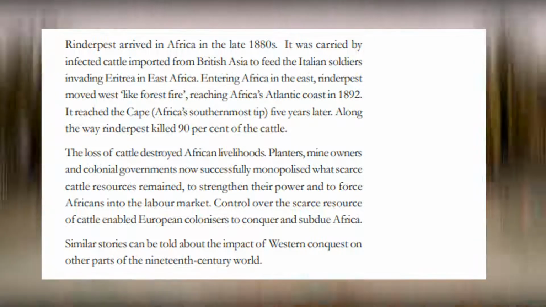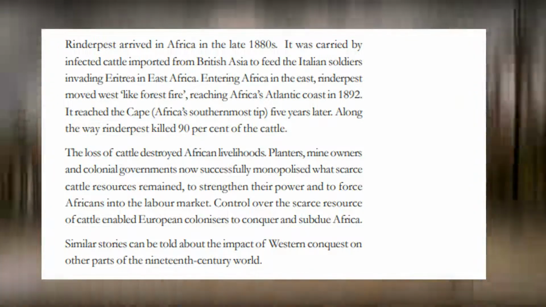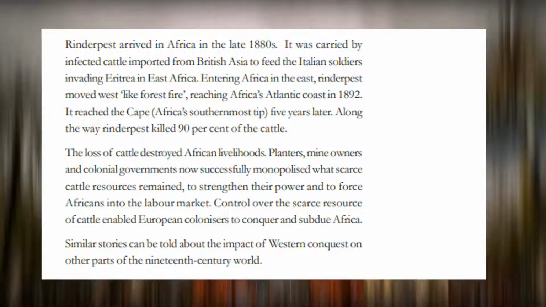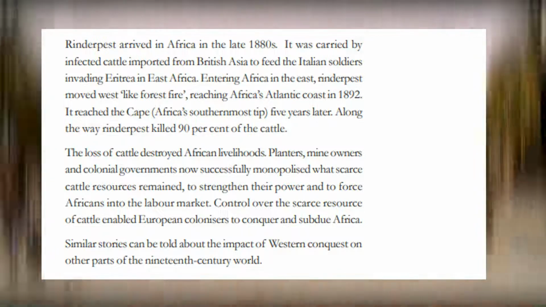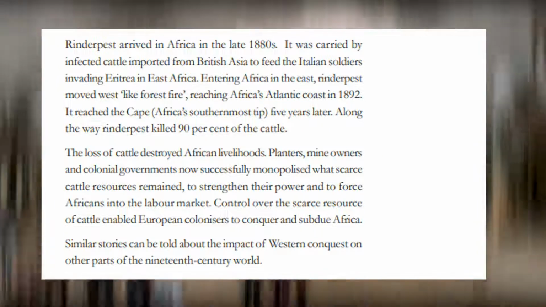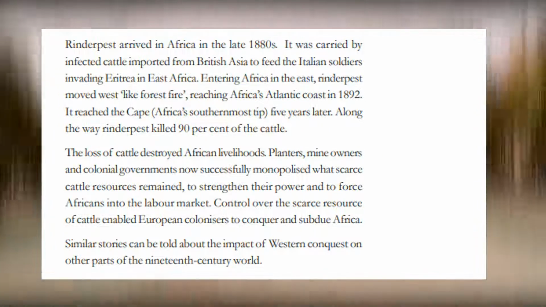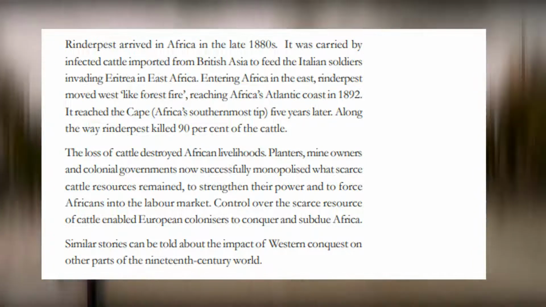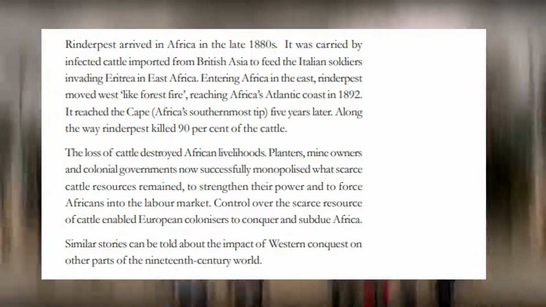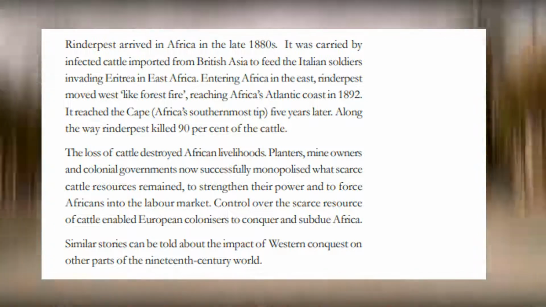The loss of cattle destroyed African livelihoods. Planters, mine owners and colonial governments now successfully monopolized what scarce cattle resources remained, to strengthen their power and to force Africans into the labor market. Control over the scarce resource of cattle enabled European colonizers to conquer and subdue Africa. Similar stories can be told about the impact of Western conquest on other parts of the 19th century world.